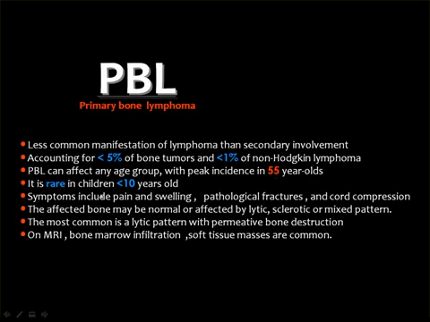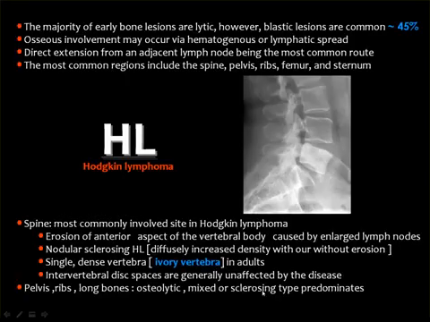It is rare in children below the age of 10 years. The symptoms are not specific, but they include pain, swelling, pathologic fractures, and the cord compression if the lesion affects the vertebrae. The most common appearance in imaging is the lytic destructive lesions, but you know that there may be some sclerotic texture of the affected bones of lymphoma, and this may help to spot the diagnosis.